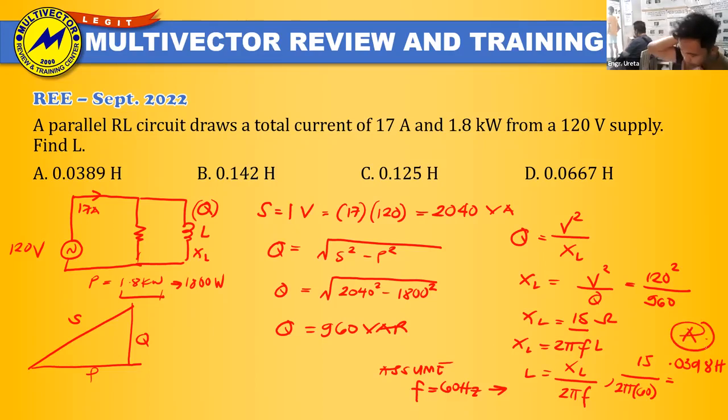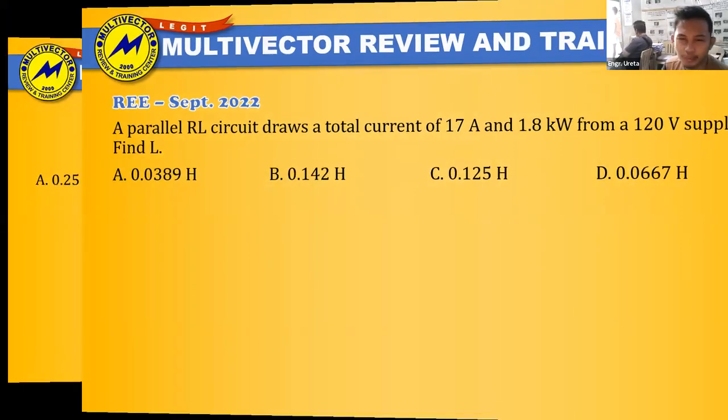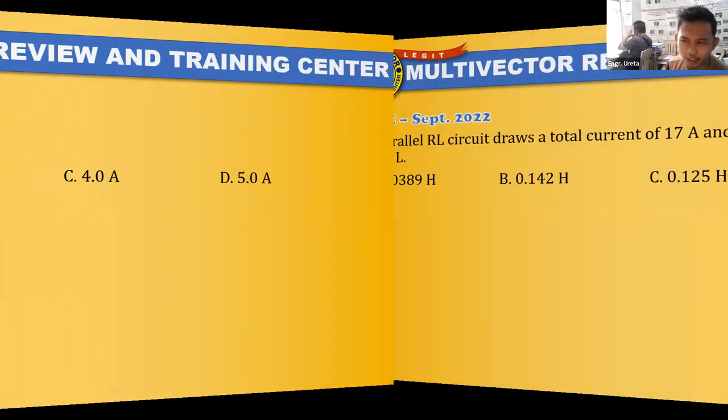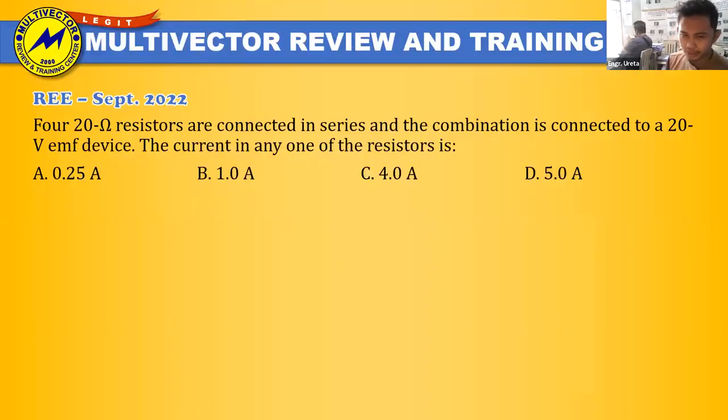Okay, so yun yung problem number 14 natin. Okay, so next, problem number 13 pala to. Problem number 14, lumabas ng September 2022. Four 20 ohm resistors are connected in series and the combination is connected to a 20 volt EMF device. The current in one of the resistors is blank.